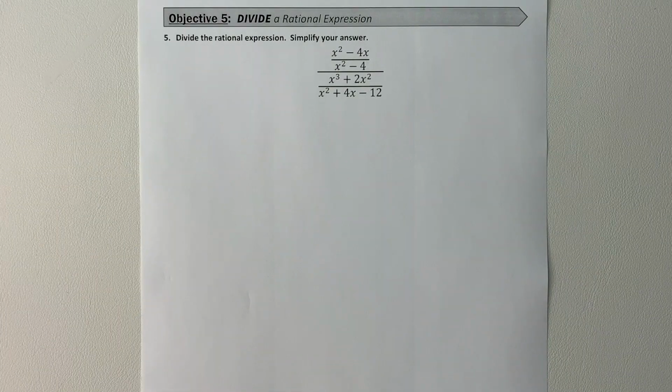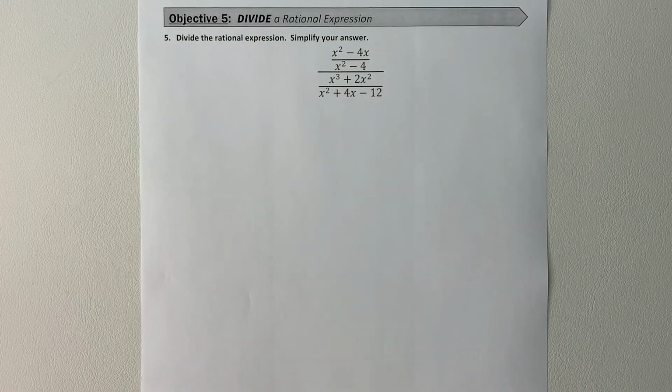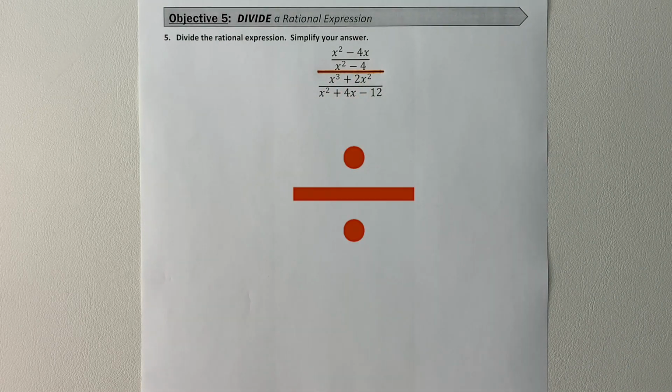Now we've learned how to simplify a rational expression. We've learned how to multiply a rational expression. Last, we're going to learn how to divide a rational expression. I'm going to recommend that you start by rewriting this division symbol using the other division symbol. I'll show you what I mean.